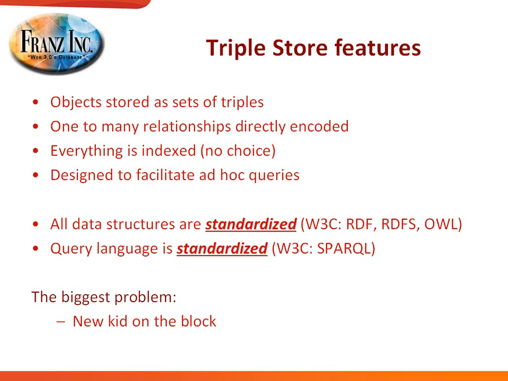Now the biggest problem, of course, for triple stores is that it's a new kid on the block. Relational databases are very, very mature right now. They have 30 years of development. Object-oriented databases 10 to 15 years. And triple stores have just been around now for, say, 4 or 5 years. So that's about the 3 technologies.